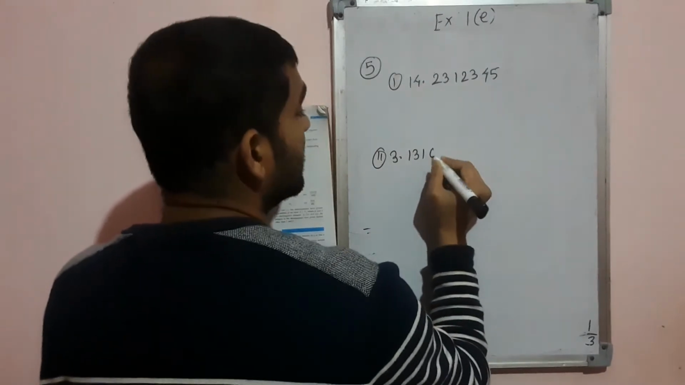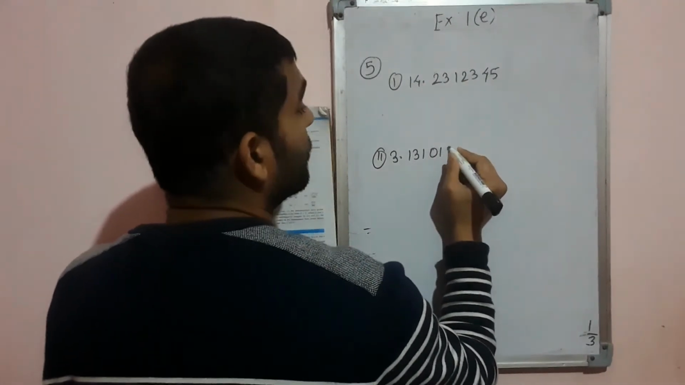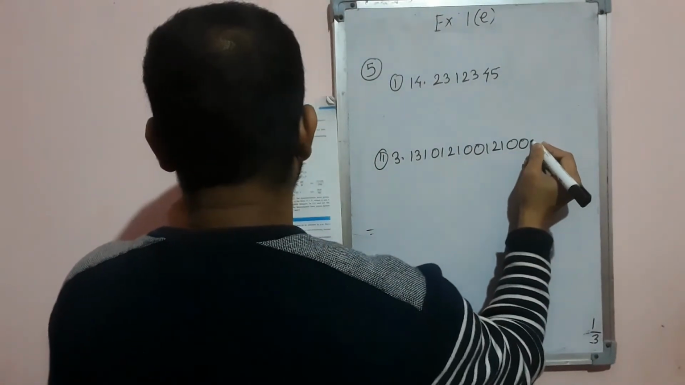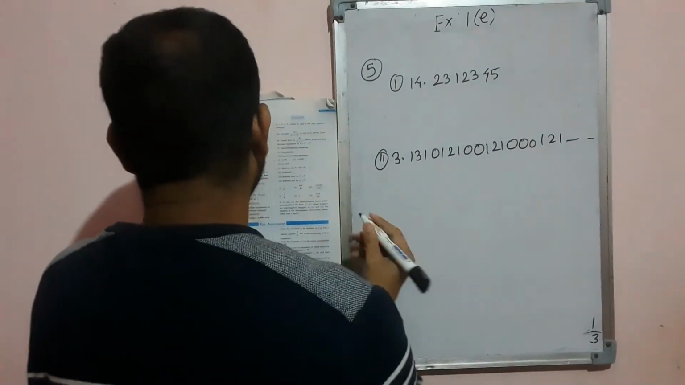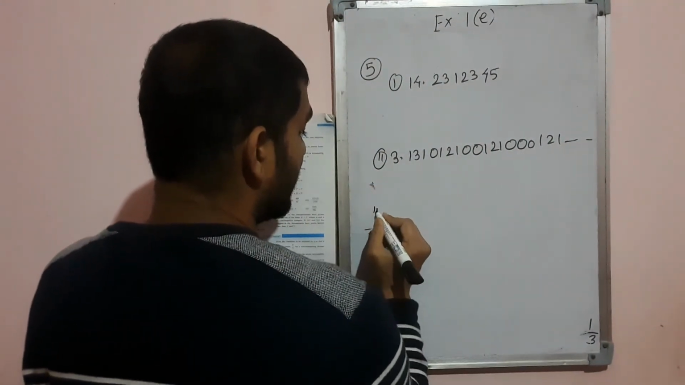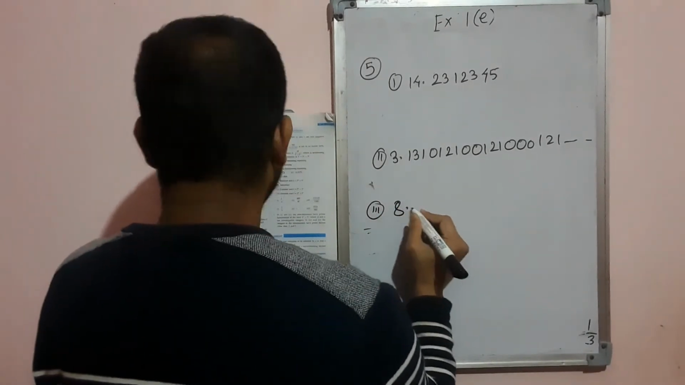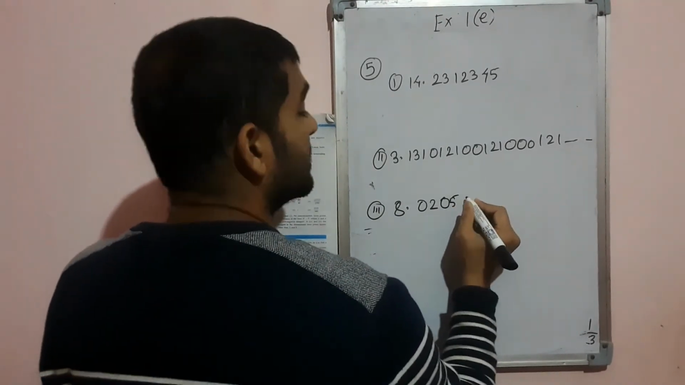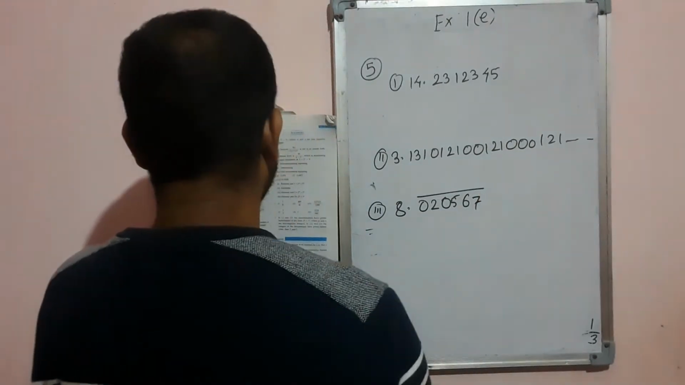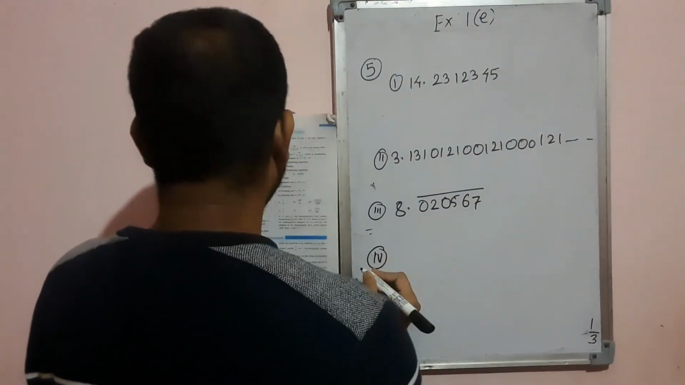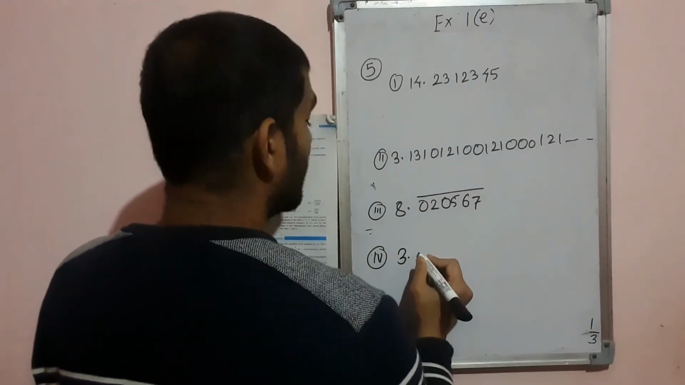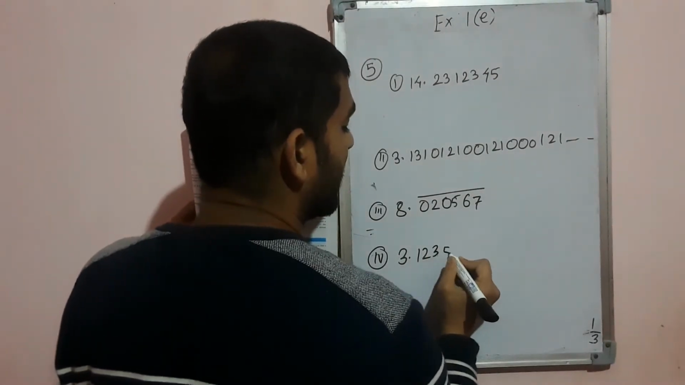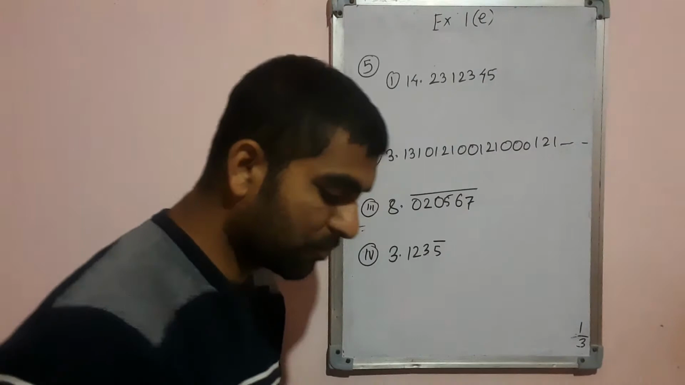3.131 0 1 2 1 0 0 1 2 1 0 0 0 1 2 1 dot dot dot, so many numbers. Question number 3 we have 8.020567 bar. Then 4 we have 3.125 bar. Okay, here you have to understand how we will solve this.